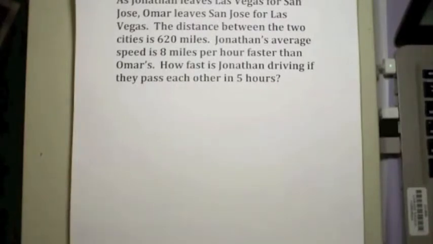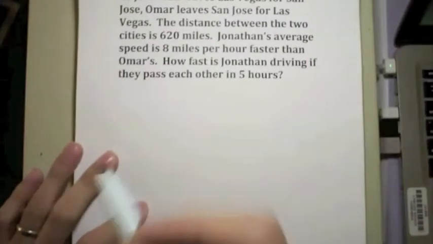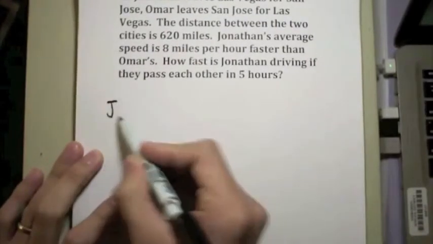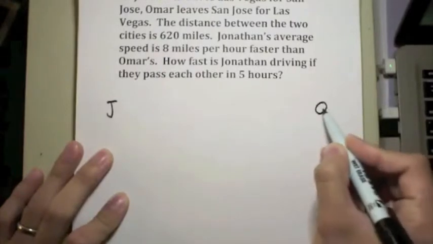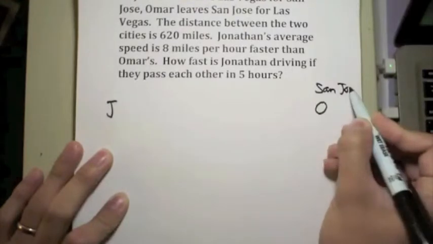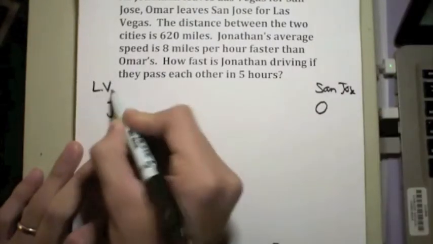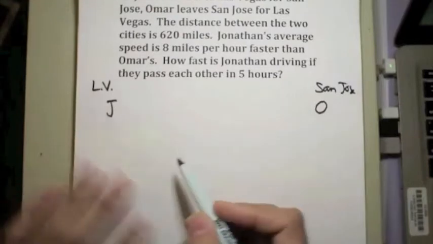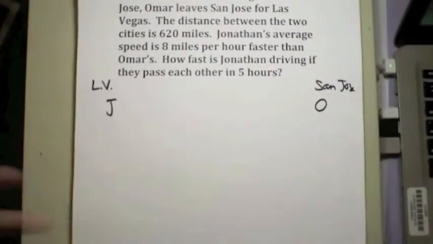And this time you have Jonathan and Omar. One is leaving from Las Vegas to San Jose, and Omar is leaving San Jose to Las Vegas. They are leaving at the same time. Okay, so basically you can draw yourself a figure here. I'm going to do J for Jonathan and O for Omar. Omar is leaving from San Jose, and Jonathan is leaving from LV, Las Vegas, and they are going in opposite directions. One going to San Jose, one's going to Las Vegas.